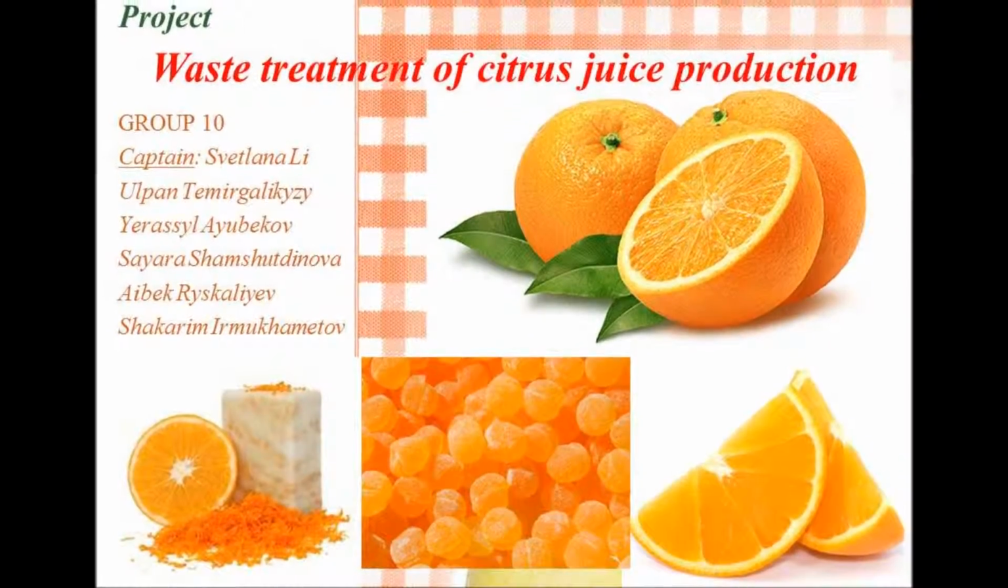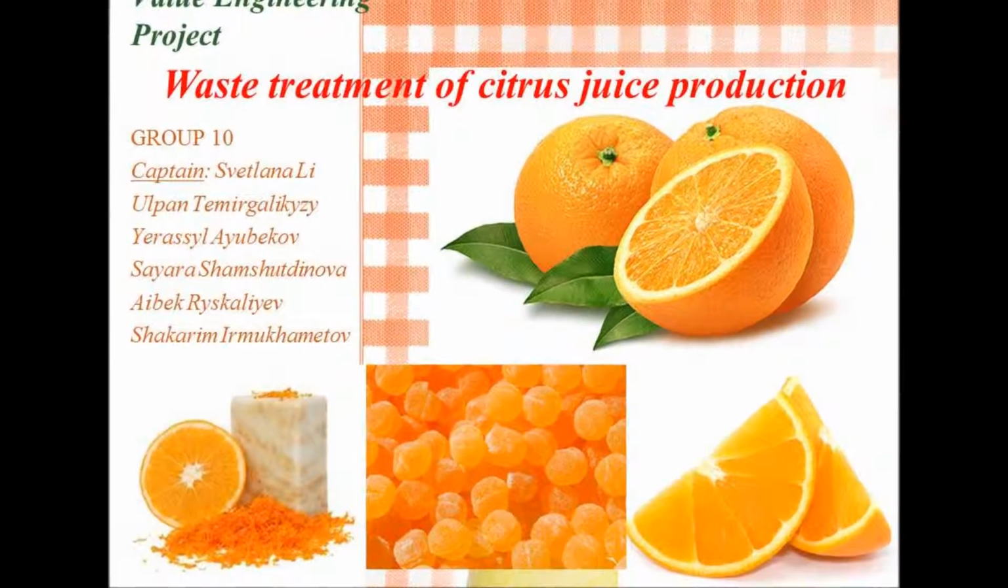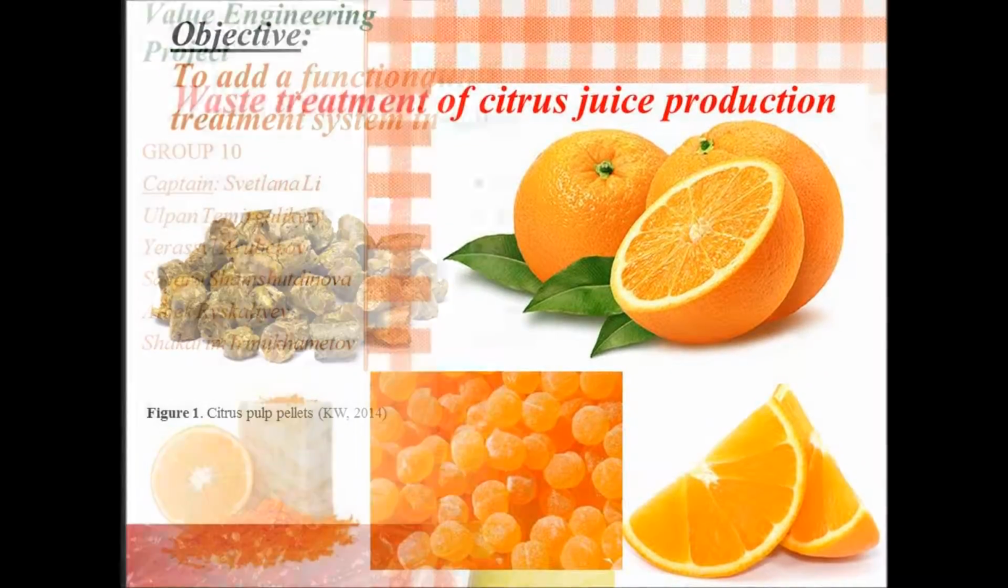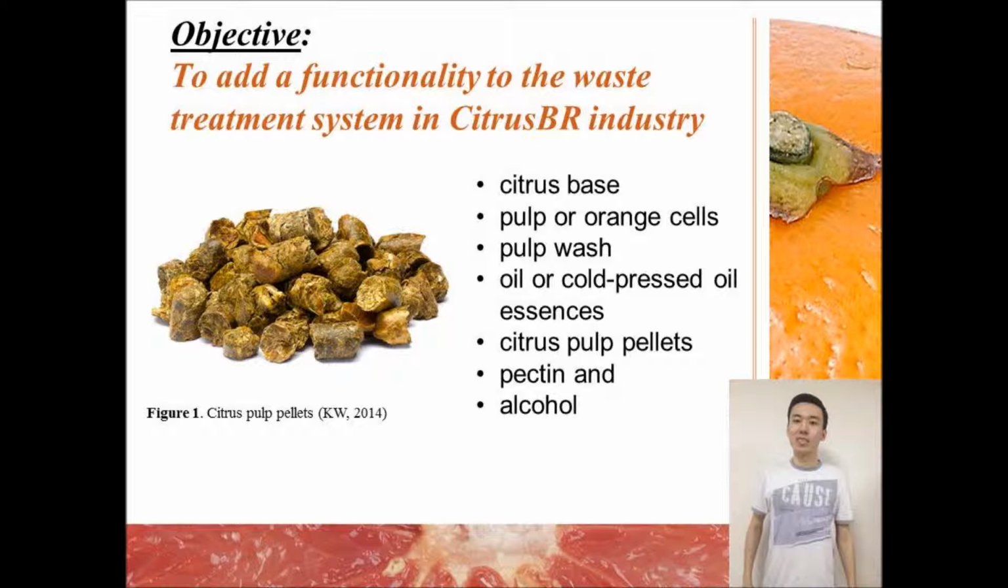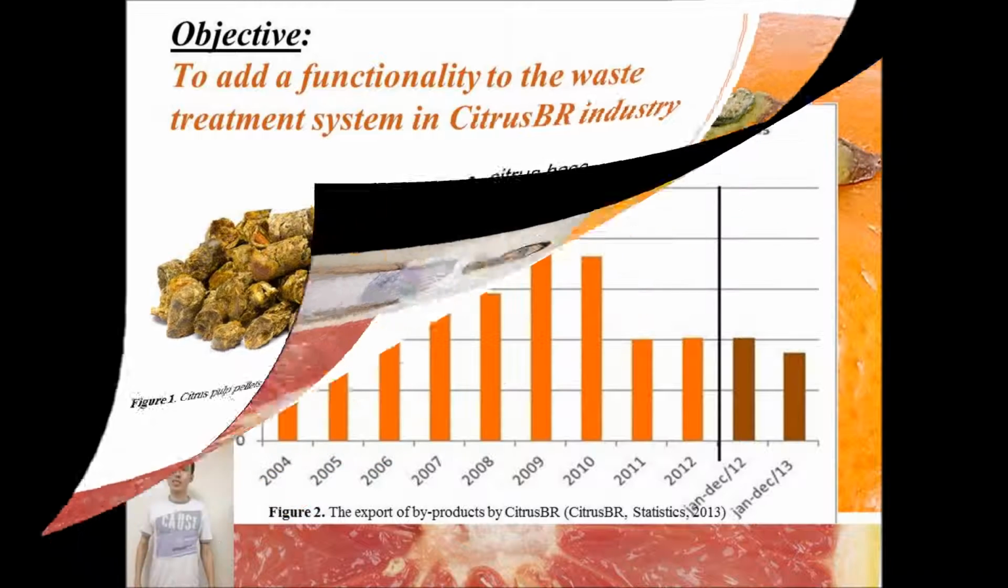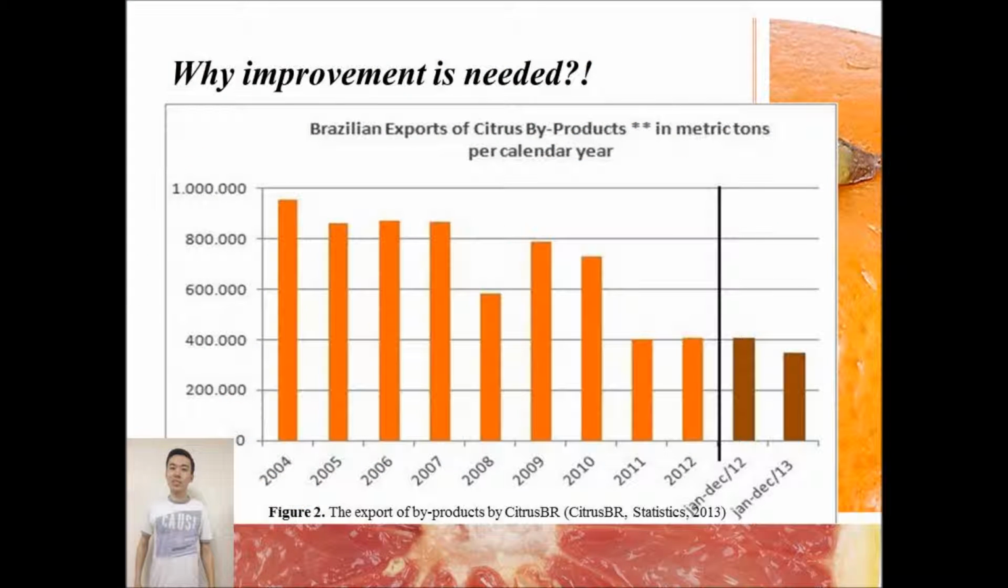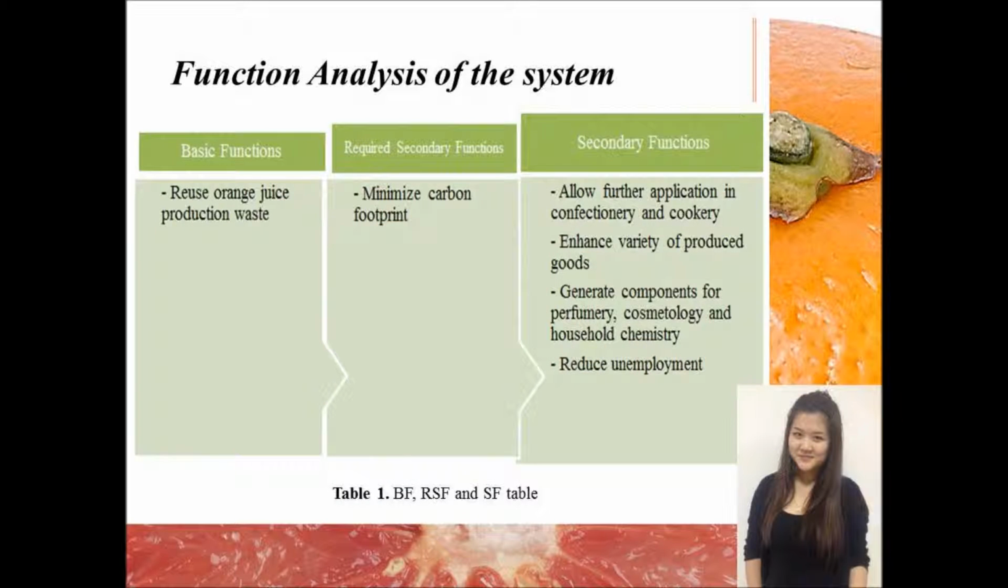My name is Shakarim and our value engineering project is about waste treatment in citrus juice production. The objective of our project is to improve the waste treatment system in one of the largest orange juice production companies, Citrus BR. Here you can see the current production process of Citrus BR. The improvement of the current system is needed since Brazilian exports of citrus byproducts significantly reduced in comparison to past years. The next speaker will discuss function analysis of the system.